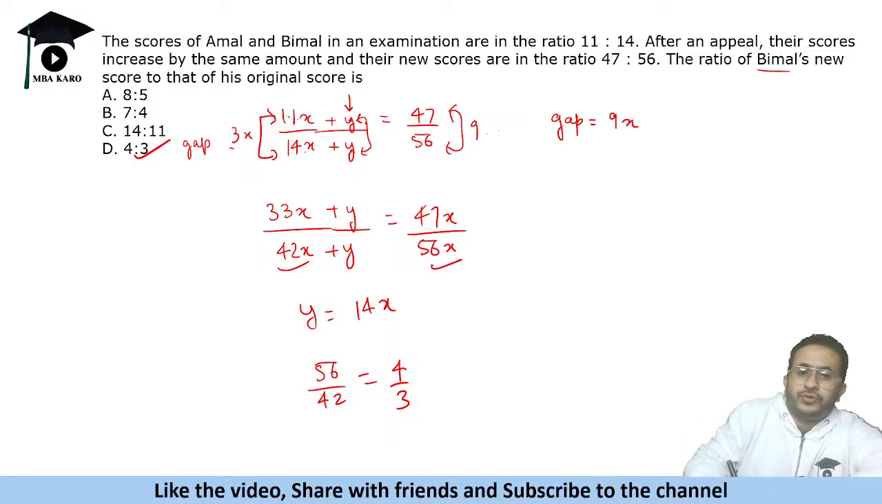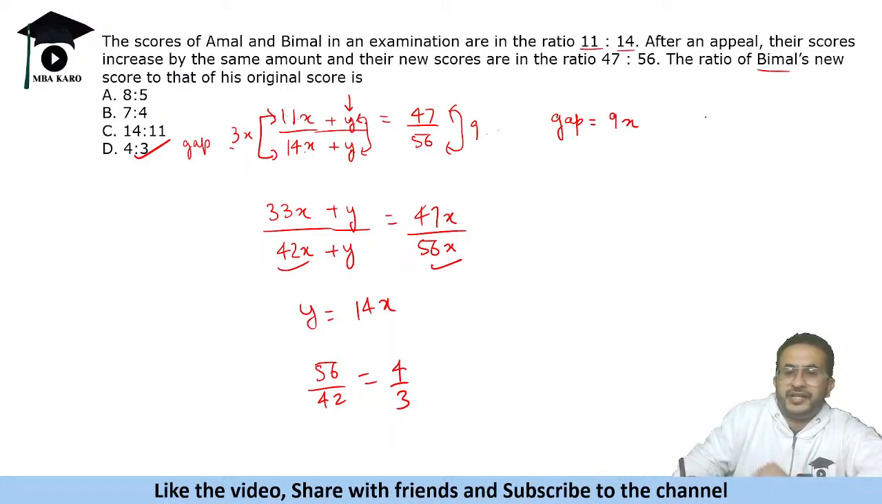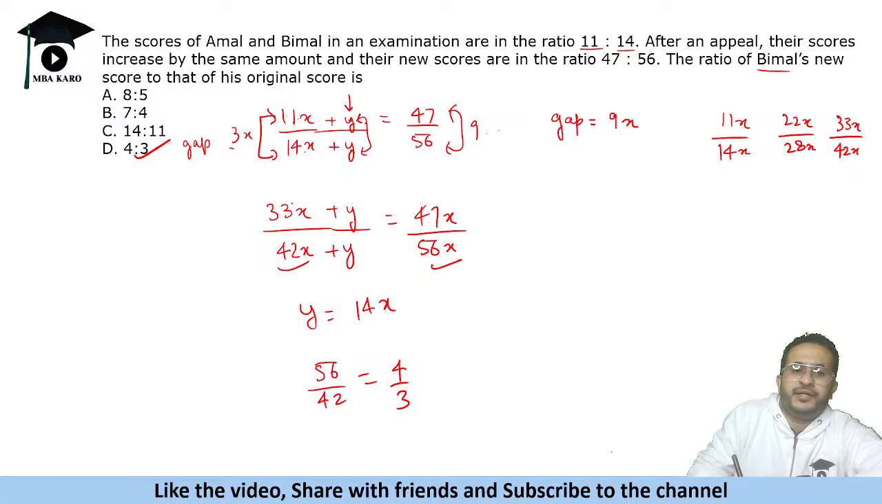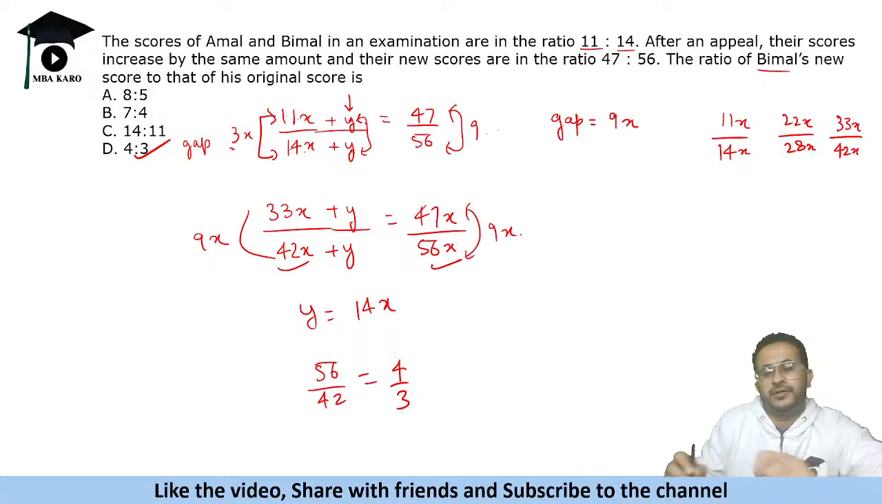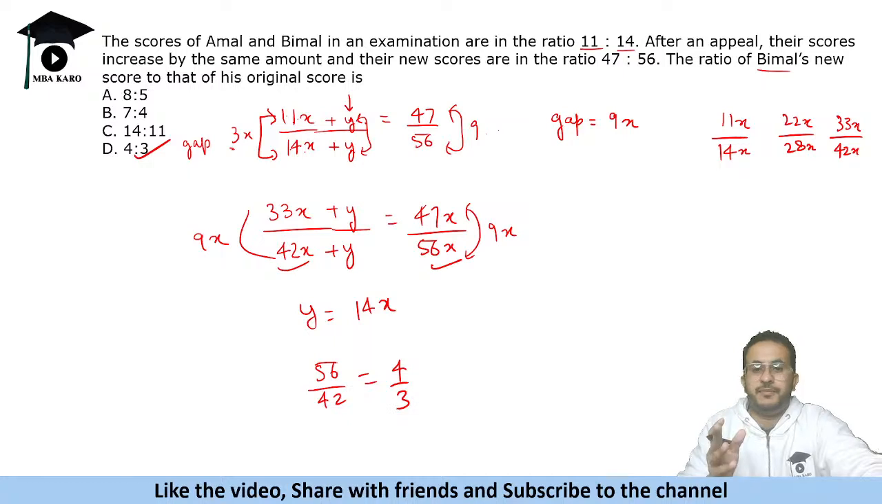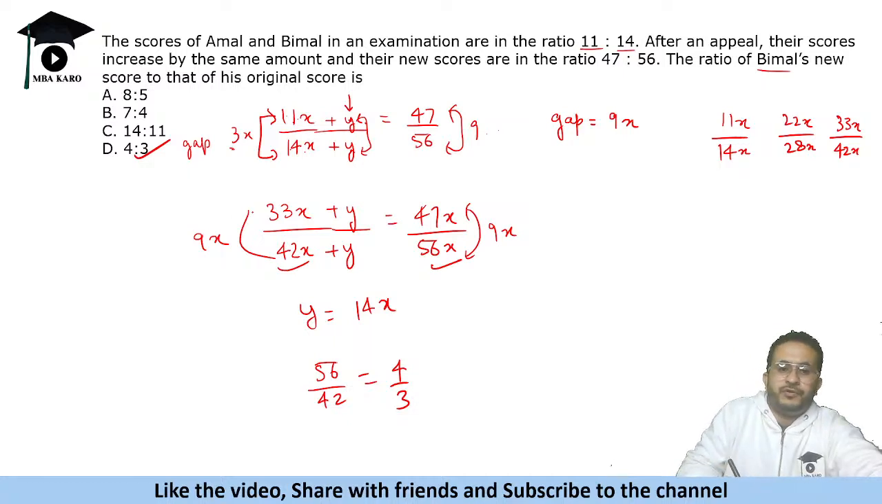Okay, so now we are saying that initial ratio 11 ratio 14, right? Should I take 11x, 14x or should I take 22x, 28x, right? As long as the ratio remains same, it does not matter to me, right? What we have to do is equate the gap. Here it was 3x, we made the gap 9x, and this one also we made the gap 9x. Ratio can be multiplied by any number. So we made the gap equal and then the equation becomes quite simple.